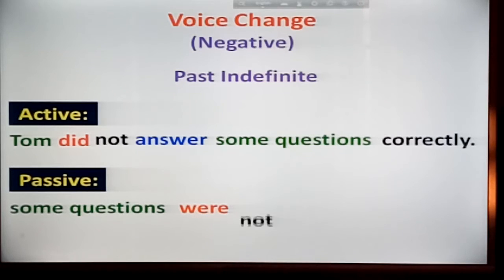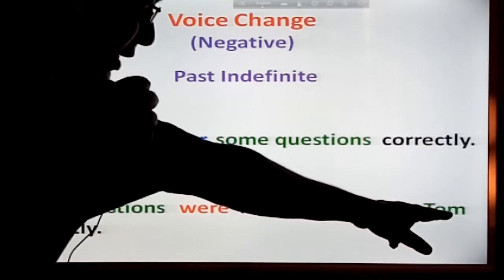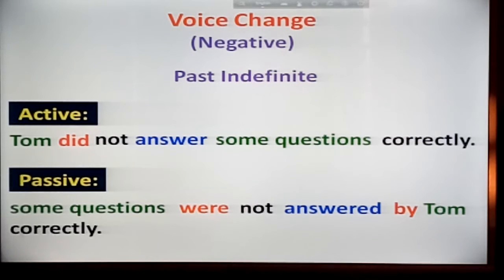After the be verb we use the negative word not, and then the main verb comes in its past participle form as usual, and then we use by plus agent, the object of the passive voice, and finally the adverb at the end of the active voice remains at the end of the passive voice. And I've already told you, dear students, that you can always use by plus agent at the end of your passive sentence. That's absolutely fair, nothing wrong with that.